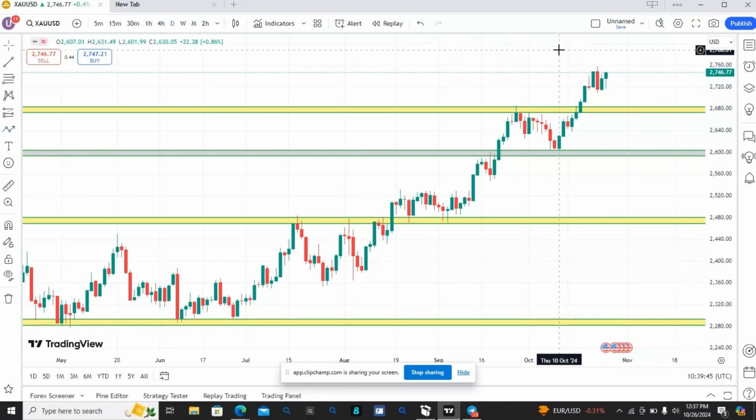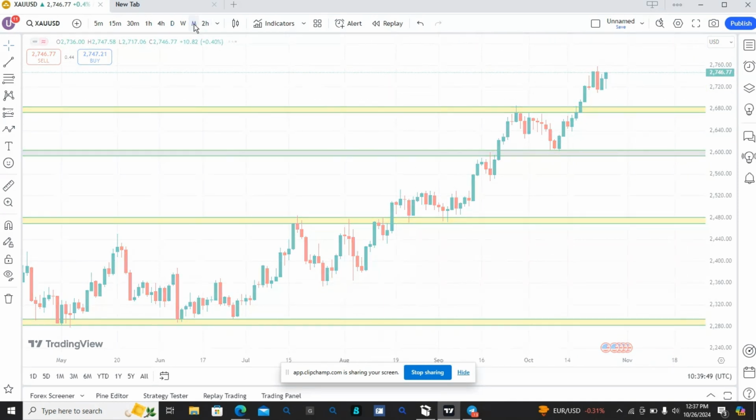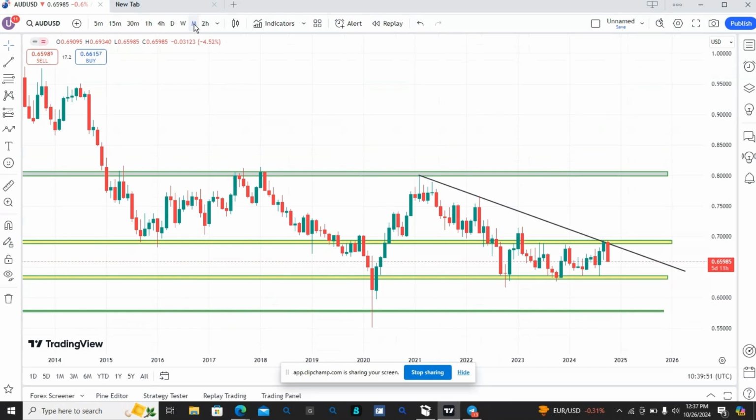But the pair that we're monitoring with a close eye this week is AUD. You see this pair. This is the monthly time frame. What are you seeing on the monthly time frame? Downtrend. The market is moving down, creating lower lows and lower highs. And you can see the resistance trend line.